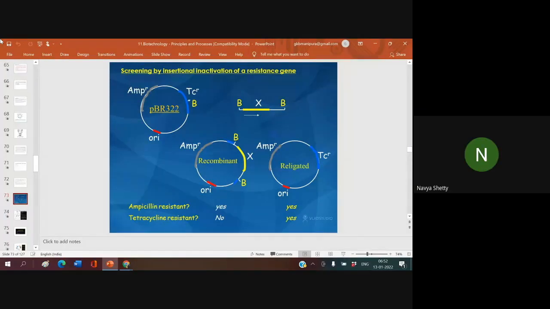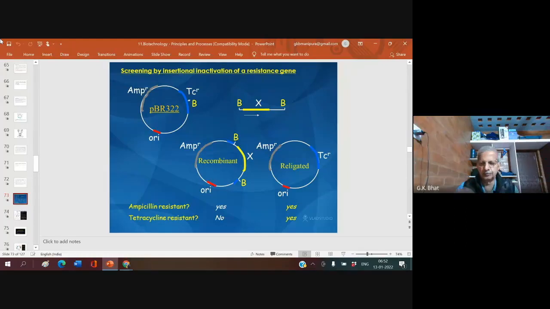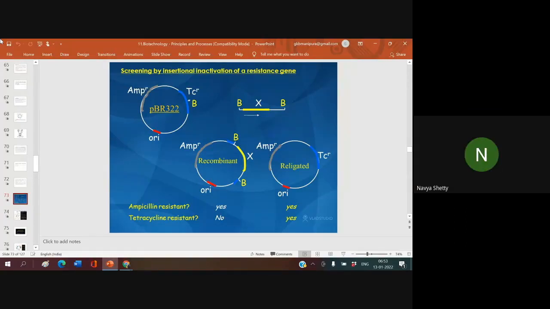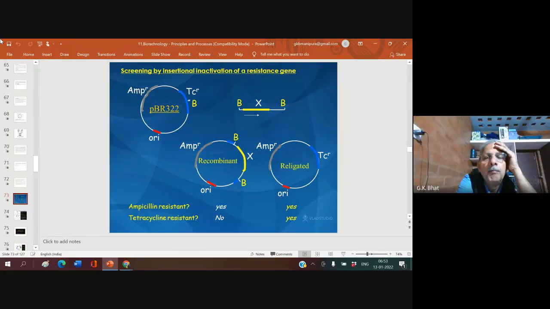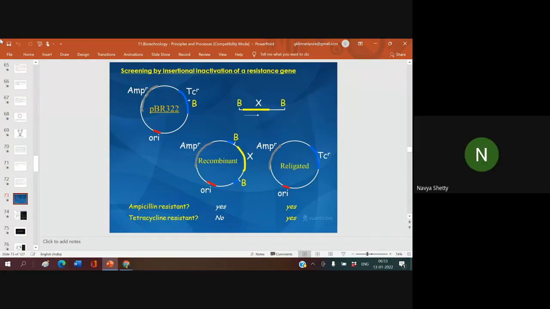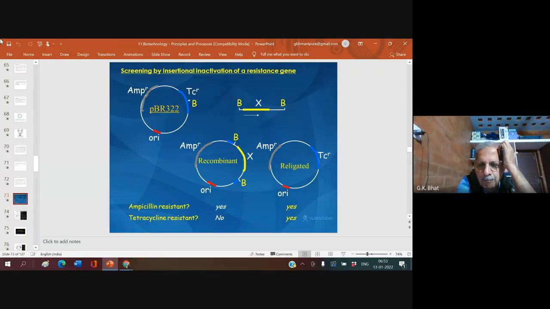Yes, who is this? Navya. Tell me now. The ligation takes place in the tetracycline resistance site. So it has lost the ability of resistance against tetracycline. That is why the recombinant is not tetracycline resistant. So when put in that medium, it might die. Okay, very good.